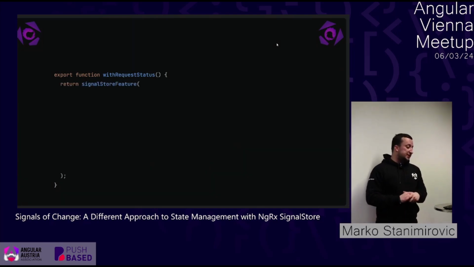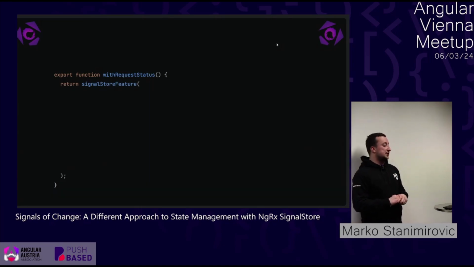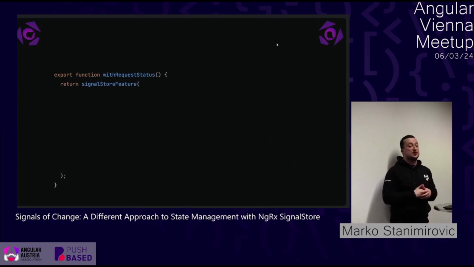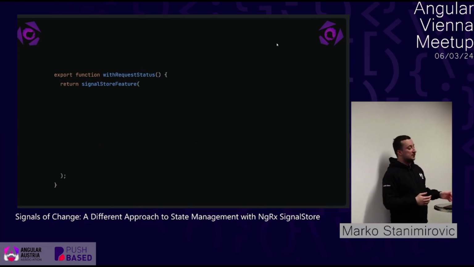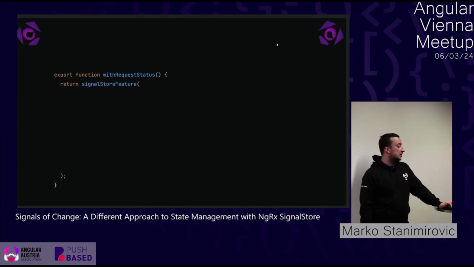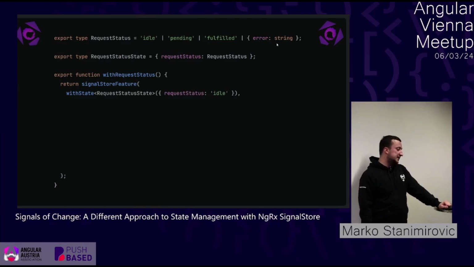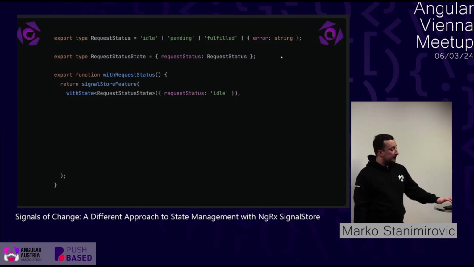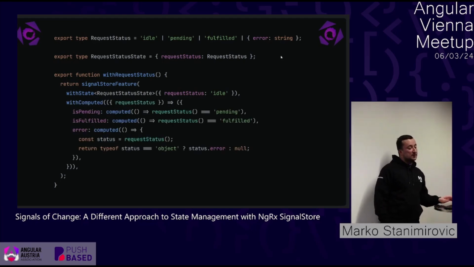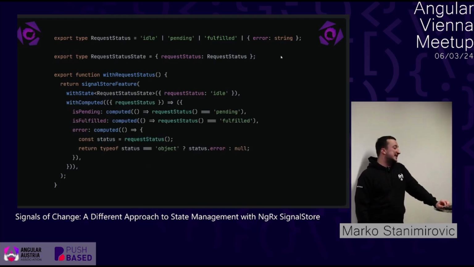To create a custom feature, we can use the signalStoreFeature function. And this function has the same signature as signalStore, actually, because it accepts a sequence of base features or other custom features as arguments. So for instance, in case of request status, I want to add a state slice called requestStatus, and it can be idle, pending, fulfilled, or error. Then I will also want to add some computed properties: isPending, isFulfilled, and error.